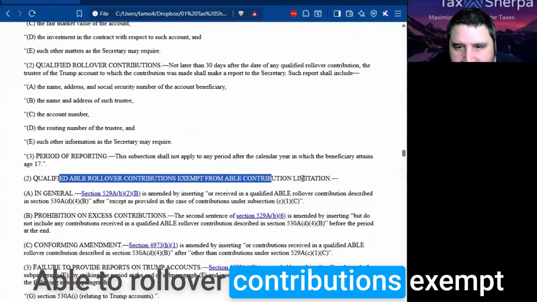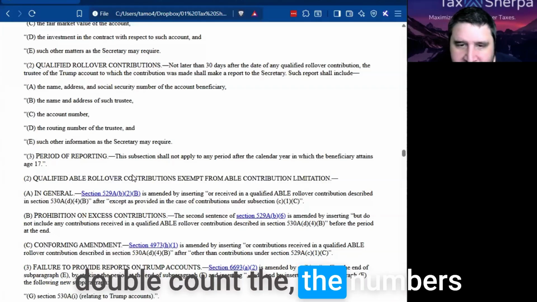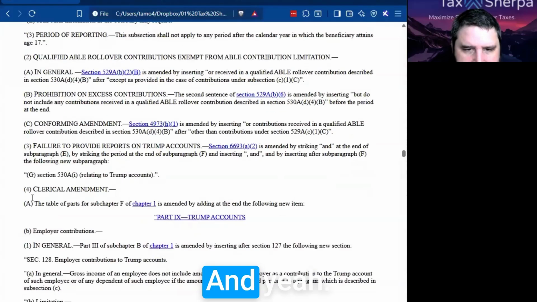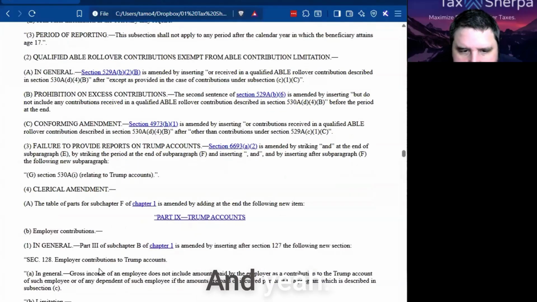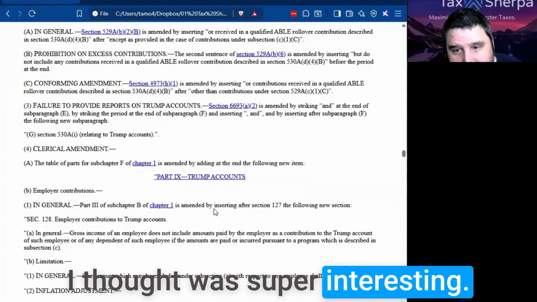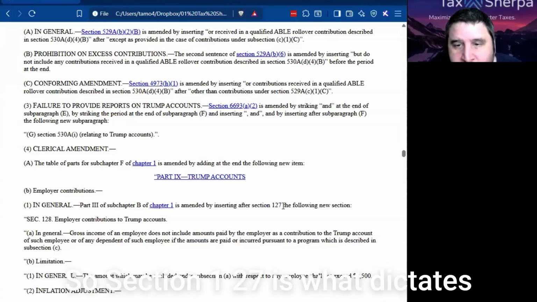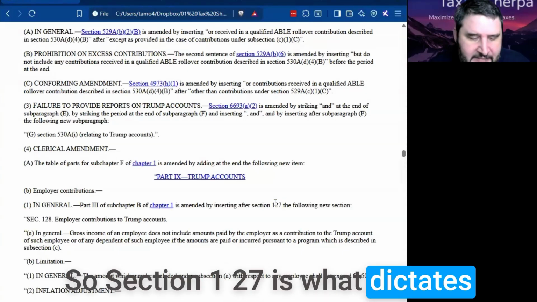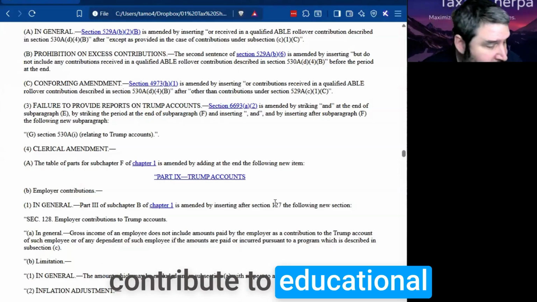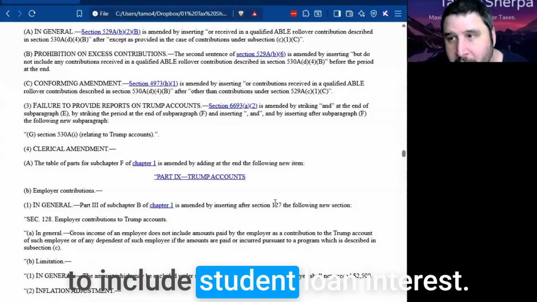ABLE rollover contributions exempt from ABLE contribution limitation. So you don't have to double count the numbers if you're contributing to an ABLE account, which is fine. And so then we get into other stuff, which I thought was super interesting. They're creating a new section, section 128, after 127. So section 127 is what dictates the ability of employers to contribute to educational programs of their employees. That was amended during COVID to include student loan interest.